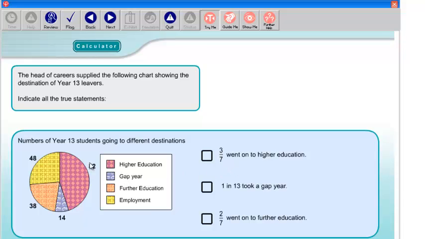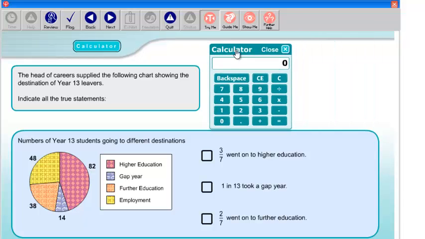What we have to do first is that we've been given the numbers in each destination, so we have to add them up first. So let's bring the calculator up, and I'll use the keyboard because once again it's the quickest way. So 82 plus 14 plus 38 plus 48, press return, is 182 pupils. Now that we know that, the rest of this question will be very simple.